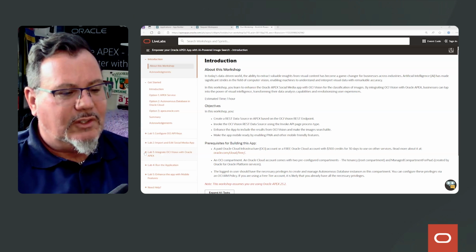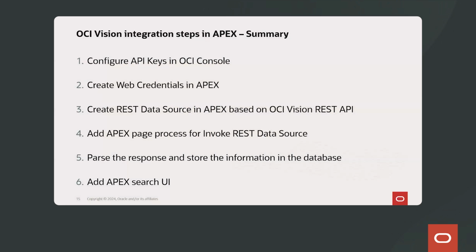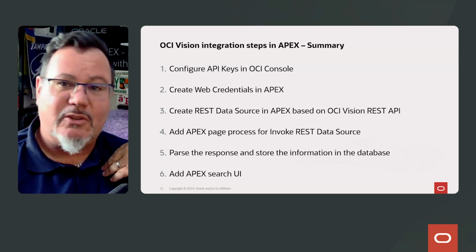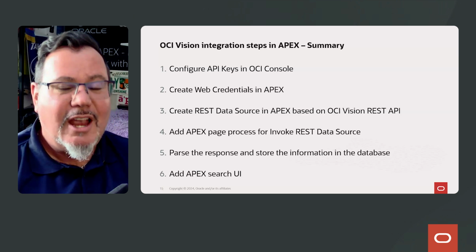If we quickly snap back over here to our presentation, this is the overall summary. It's going to take these six steps to take that basic social media app and enable it with AI. The first thing we'll need is API keys and the OCI console configured. My tenancy is going to be unique to everybody else's tenancy, but we want that API key configuration available in our app.